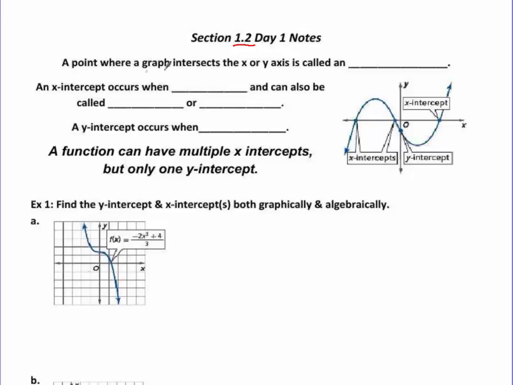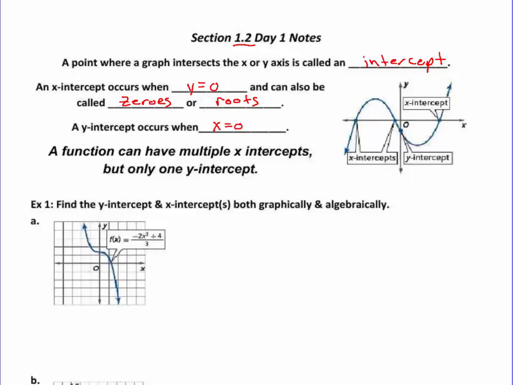The first word, a point where a graph intersects the x or y axis, is called an intercept. And again, you've heard that word before. Not an intersect, it's an intercept, like an interception. An x-intercept occurs when y equals 0 and can also be called zeros or roots. A y-intercept occurs when x equals 0.